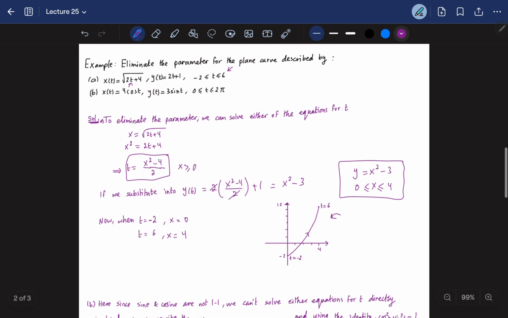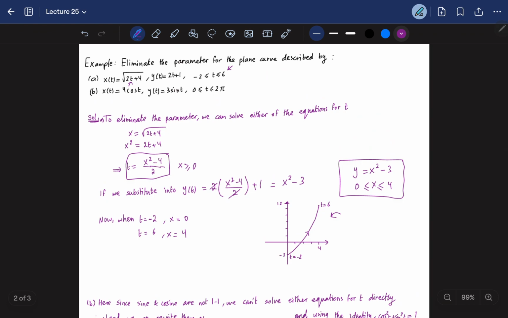Okay, now for the second example. Although for eliminating the parameter, the first thing that I said was, let's solve one of the equations in terms of t and so on. When you have sine and cosine, that's kind of difficult because sine and cosine are not one-to-one. If they're not one-to-one, I'm not going to be able to find the inverse, so I'm not going to be able to solve the equation in terms of t.